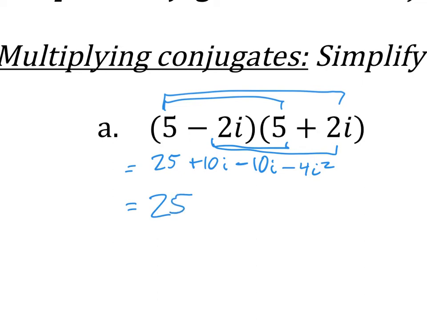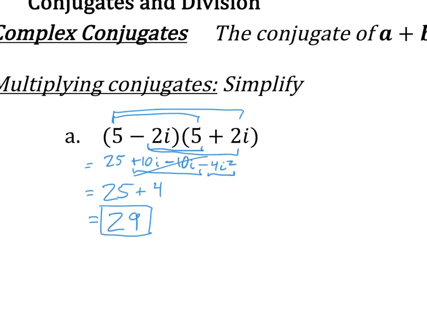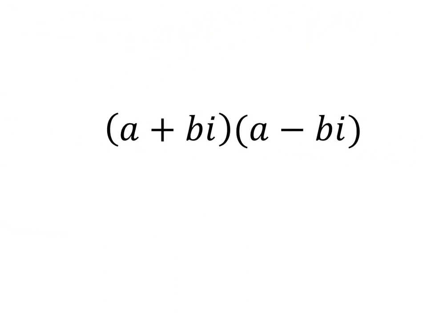So we have our 25, and these middle ones cancel. That's nice. And then we're left with negative 4i squared, which i squared is negative 1. So this is negative 1 times negative 4, which makes positive 4. And we end up with 29. So, again, the i's disappear when we multiply by conjugates. That's kind of nice. And so let's generalize it here.